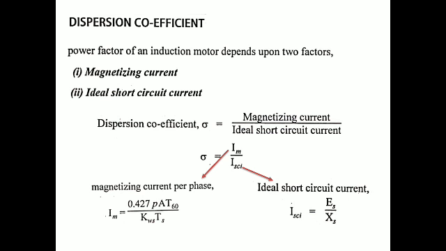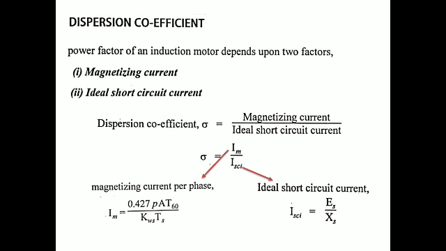The depreciation coefficient is denoted as rho, and it is defined as the ratio of magnetizing current by ideal short circuit current. The equation is below. So rho is equal to Im divided by Isc, and for ideal purpose it is denoted as I. These two equations were derived in the previous content. Im is the magnetizing current per phase. Im is equal to 0.427 P 8060 divided by kWSTS.